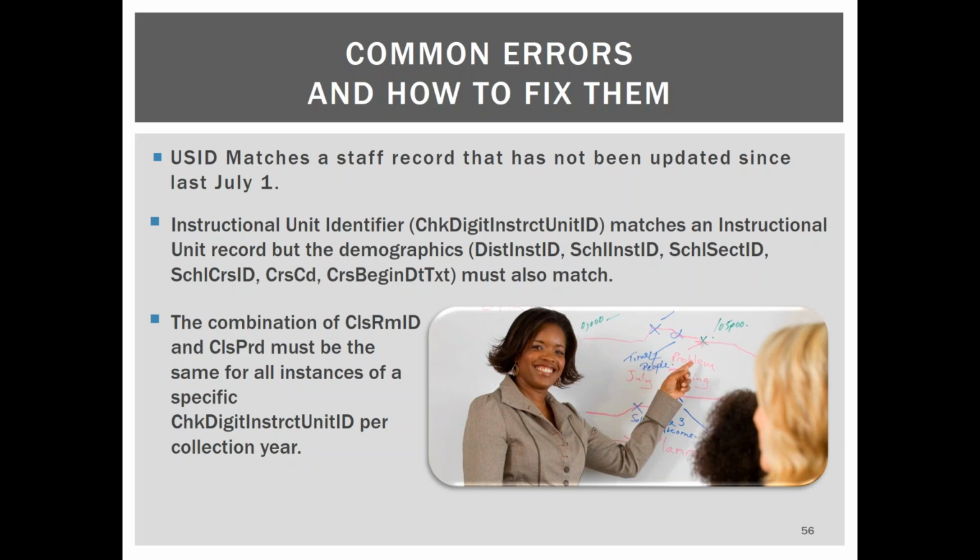And then the last common error that we have here: the combination of classroom and class period must be the same for all instances of a specific IUID per collection year. So that's just saying you submitted one IUID and it has multiple classrooms or class periods, so they don't match. What you can do is go into record management, record maintenance, and search for that IUID to see what was already submitted for it, or check your file upload, or the one that you uploaded, to see if there's multiple classrooms or class periods used for a particular IUID. It could trigger from either of those.